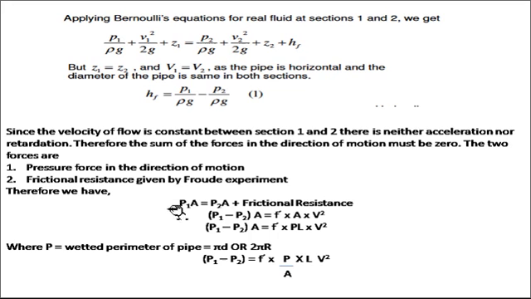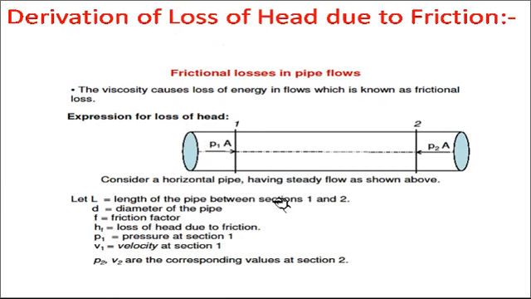Now, the first force is P1 into A. It is the value of pressure force at section 1. It has a positive sign because it is acting along the direction of flow. This is the direction of the flow.